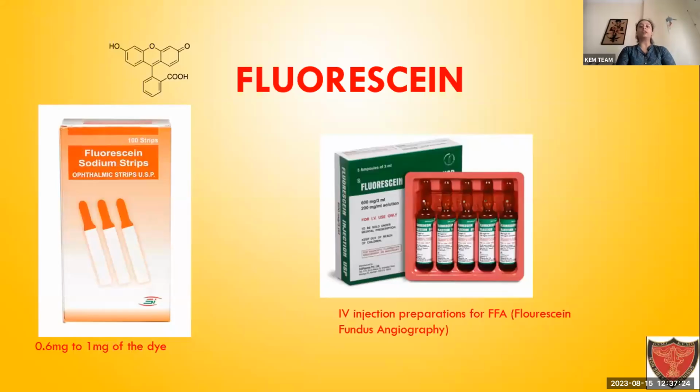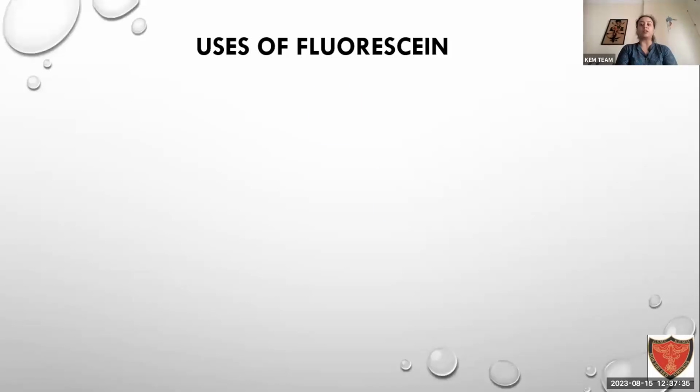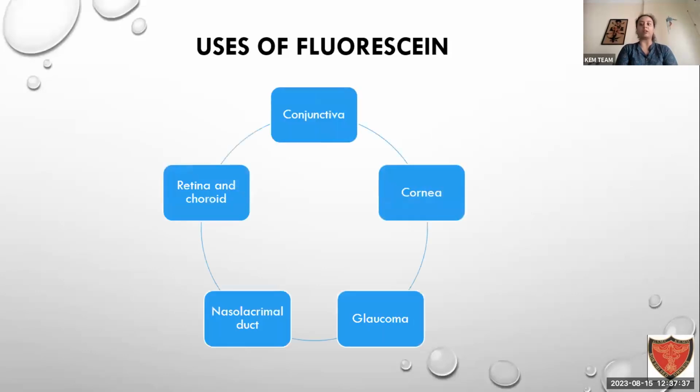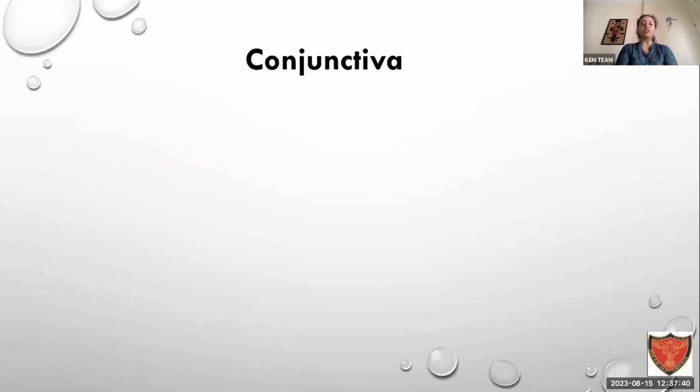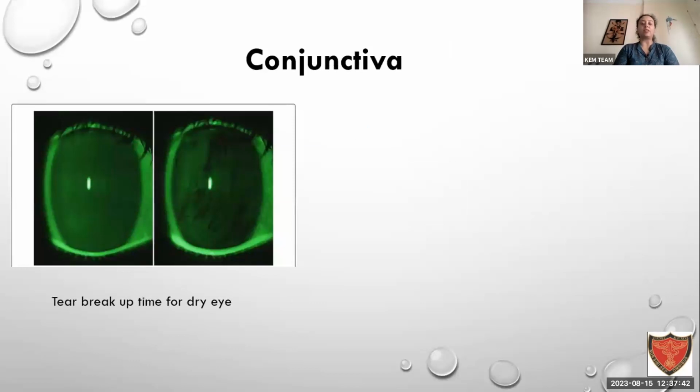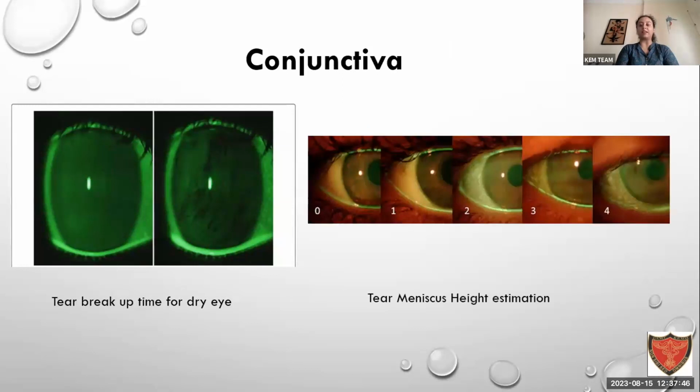Talking about the most commonly used stain, the fluorescein stain is available in 2 forms: strips impregnated with dye and an intravenous preparation for fundus fluorescein angiography. Fluorescein has multiple uses in the conjunctiva, cornea, glaucoma, nasolacrimal duct, and retina and choroid. In the conjunctiva, it is used to calculate the time taken for the first dry spot to appear in tear breakup time, and for tear meniscus height estimation, both required for the diagnosis of dry eye disease.